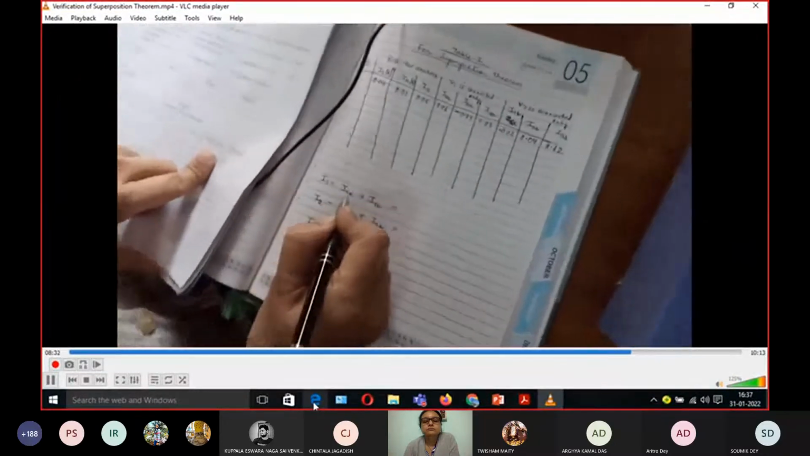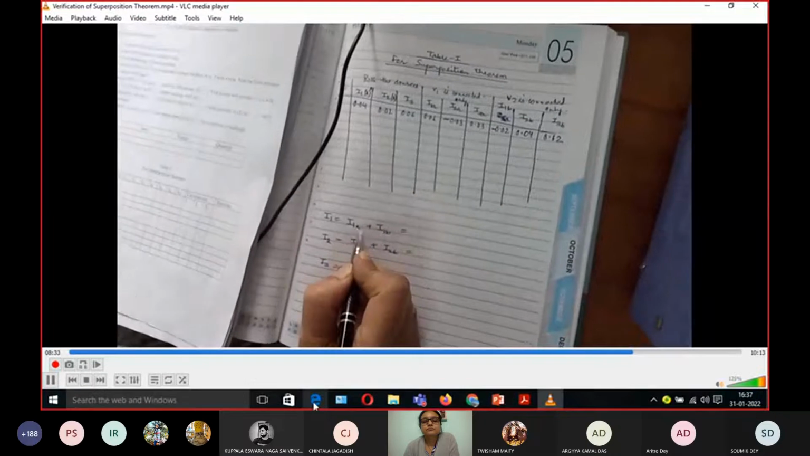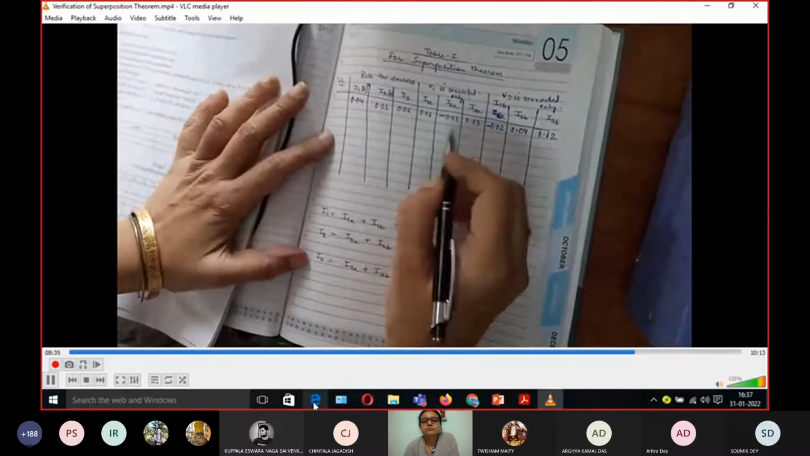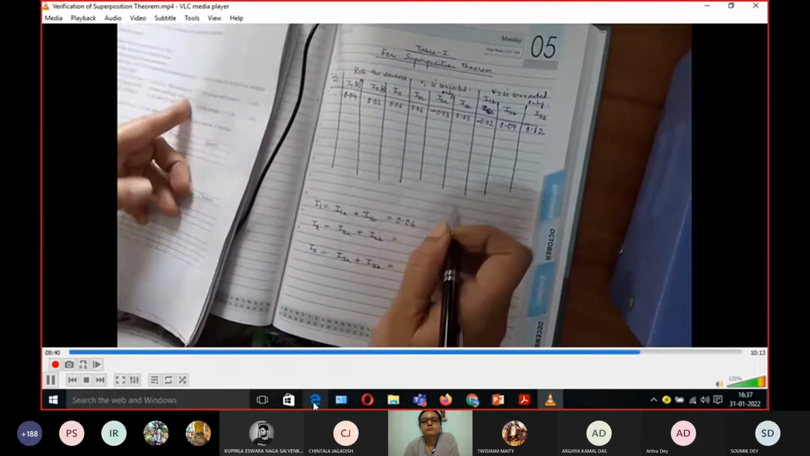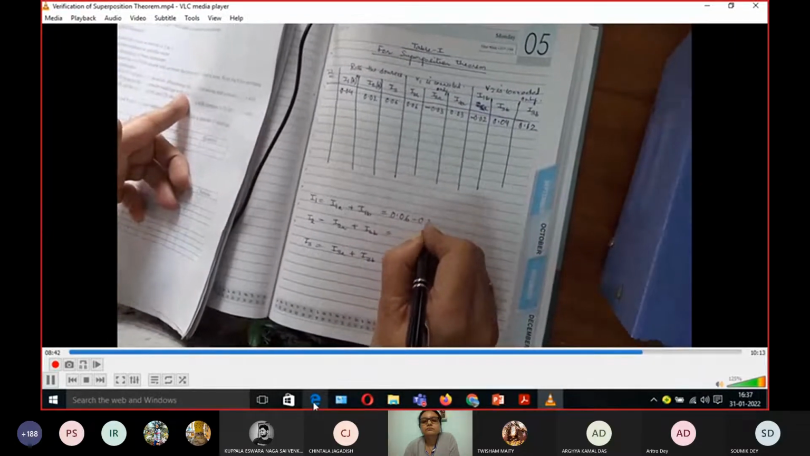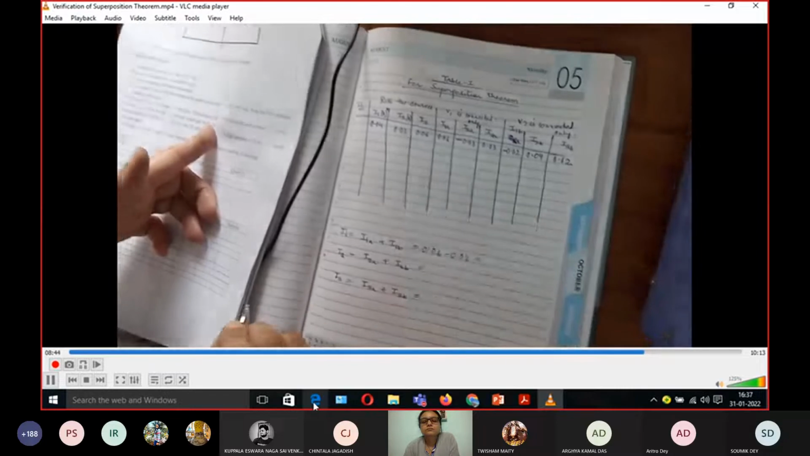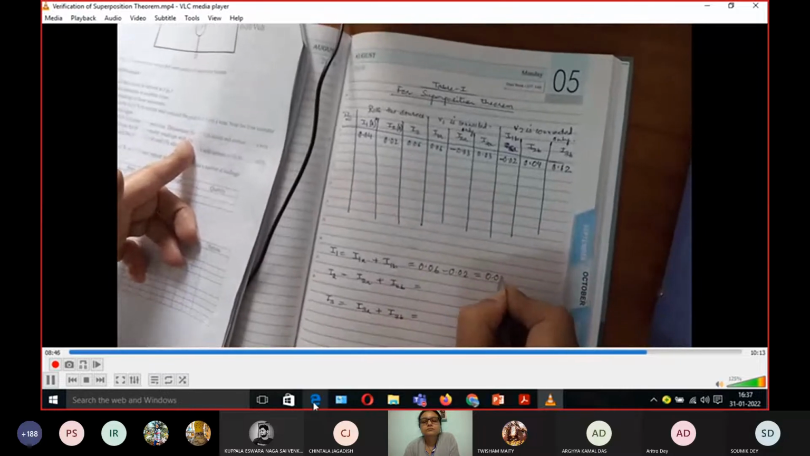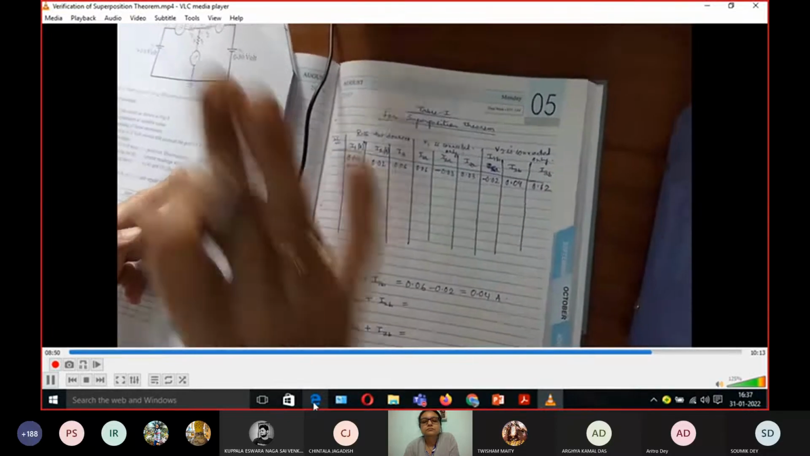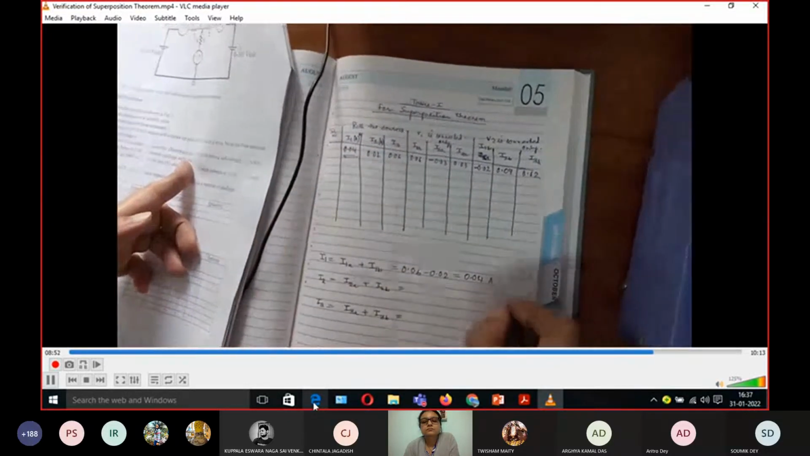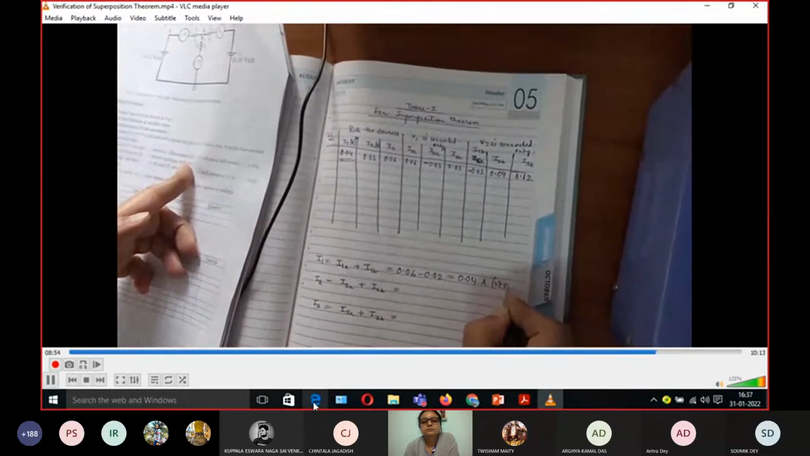Now we are going to verify the superposition theorem. How? I1 should be equal to or close to I1A plus I1B. I1A is 0.06 and I1B is minus 0.02. What is it coming? 0.04 ampere. And look at here, I1 is perfectly 0.04. So we can write it here, verified.